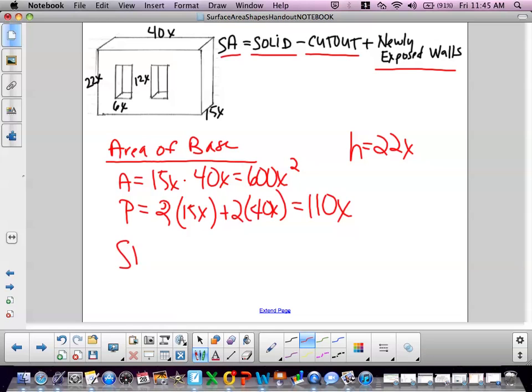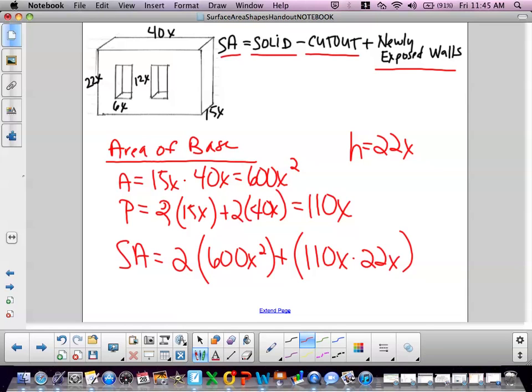So my surface area formula: 2 bases, which are the top and bottom, so I have 2 times 600x squared, plus the perimeter, 110x, times how tall. So there's my surface area formula. When I do my calculations, the surface area of the solid is 3,620x squared. So I put this number at the top under solid. And now I'm ready to calculate the cutouts.